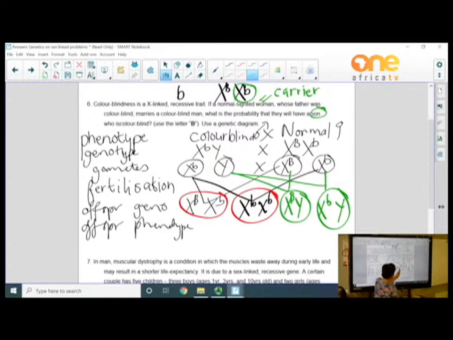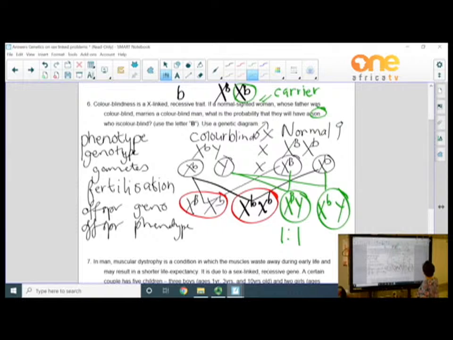So what is the probability that they will have a son who is colorblind? They have a possibility of 2 sons, right? You agree? And now there's a 1 out of 1. There's a 50% chance that one of their sons will be colorblind.